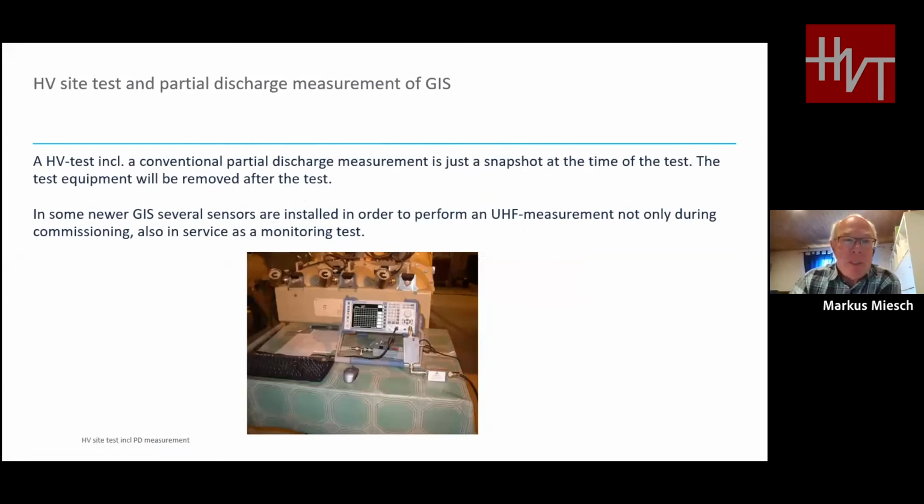A high voltage test, including a conventional partial discharge measurement, is just a snapshot at the time of the test. The test equipment will be removed after the test. In some newer GIS, several sensors are installed in order to perform a UHF measurement, not only during the commissioning, but also in service as a monitoring test.